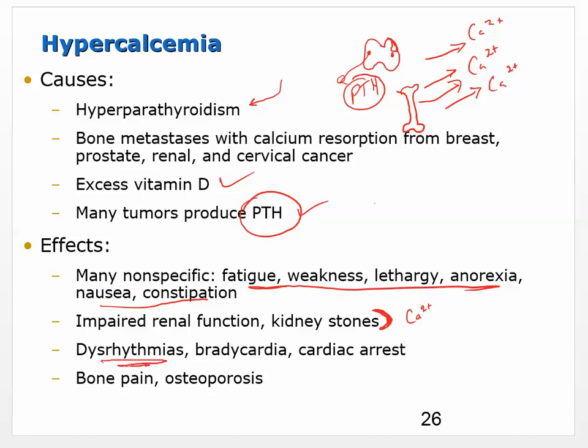Dysrhythmias, again, this is always important. Anytime you see dysrhythmia, what's the most important thing that you're going to monitor as a nurse? You're going to monitor cardiac rhythm. At this point you don't care if their fingers are tingling. You don't want their heart to stop. So bone pain can happen, osteoporosis can happen.